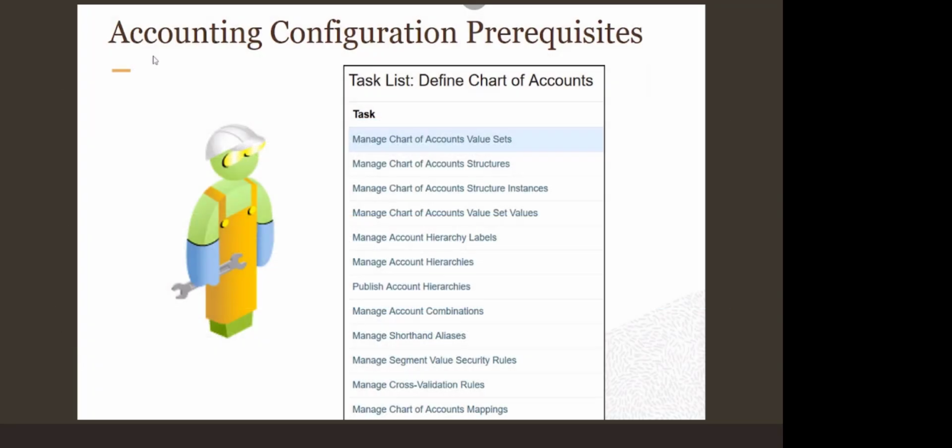This is a task list for defining your chart of accounts. We can use these tasks if we are manually creating a chart of accounts, but if you are using the rapid implementation spreadsheet, then that's going to create the first 8 tasks for you anyway. So if you are manually creating, then you have to do your value sets, your structures, your instance, define your valid segment values and your account hierarchies. And then to complete your setup, there are some optional setup segment values, security rules, aliases, cross validation rules, that kind of thing.